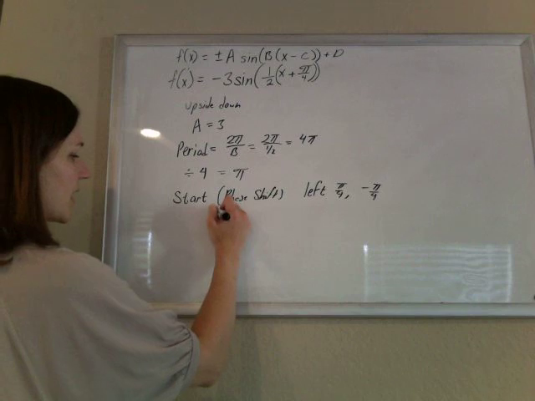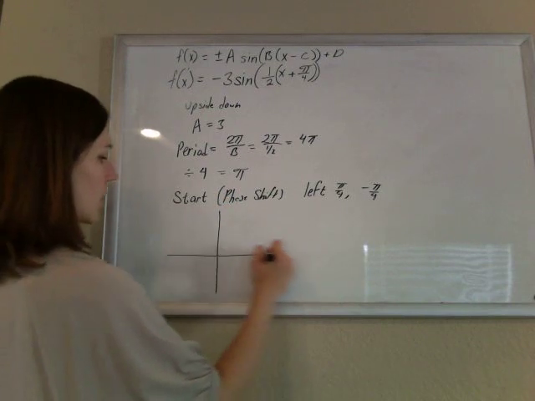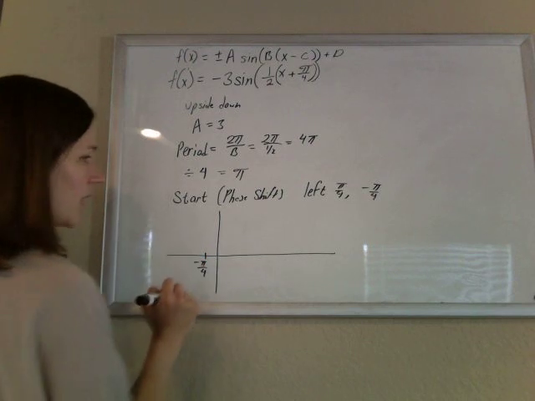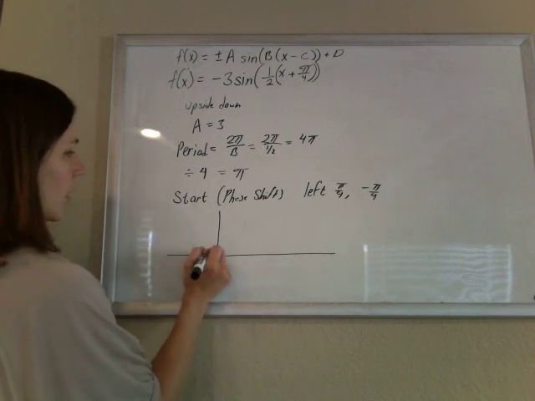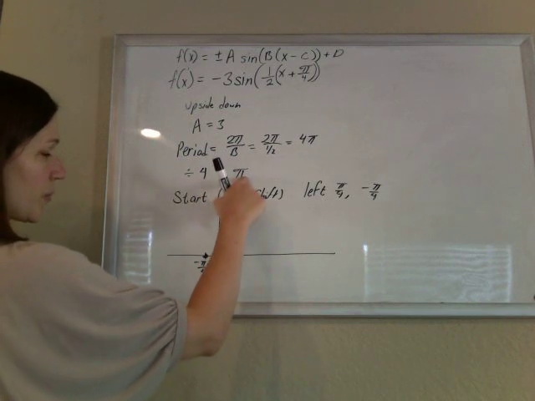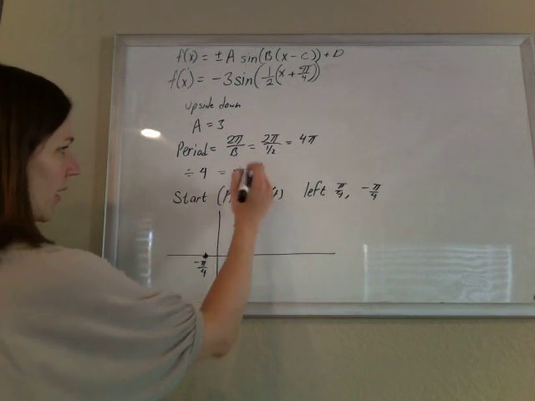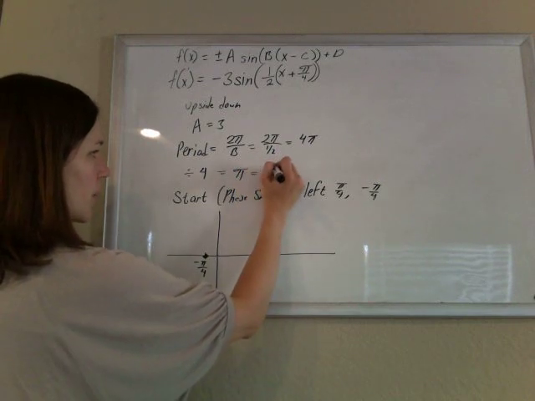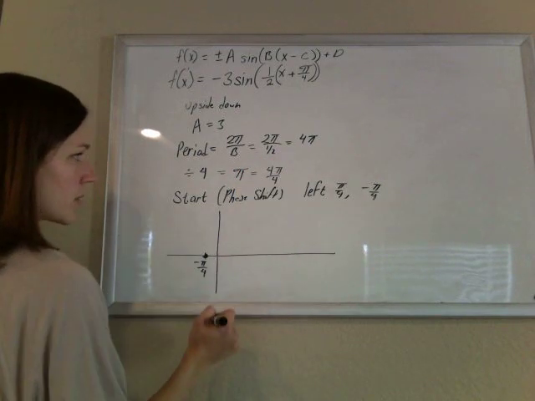So when I put all this together, I'm going to start at negative pi fourths, and I'm going to just keep adding my increments of pi. So I usually get a nice common denominator, so I don't have to think too hard. So pi is 4 pi fourths.